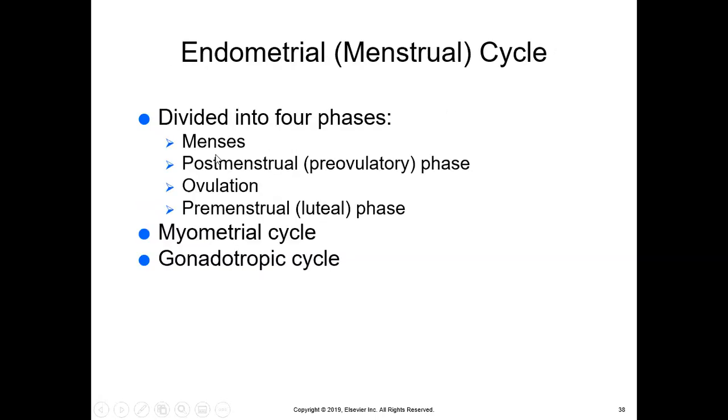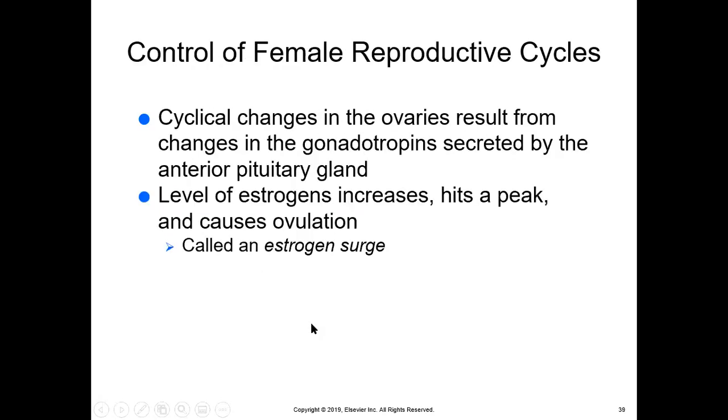So that's what I want you to understand regarding this menstrual cycle, the 4 phases. So, control of the female reproductive cycle: you have cyclical changes in the ovaries that result from changes in the gonadotropins secreted by the anterior pituitary gland. So levels of estrogens increase, hit a peak, and cause ovulation. So the ovaries are producing the estrogen at a certain peak, and then ovulation occurs. And so that's called an estrogen surge.